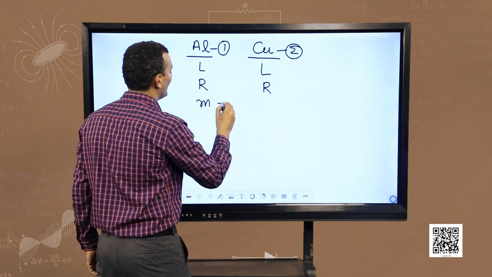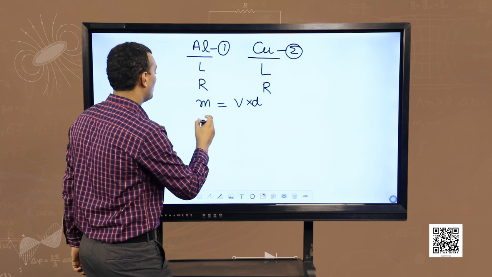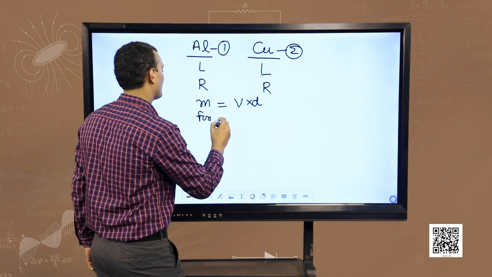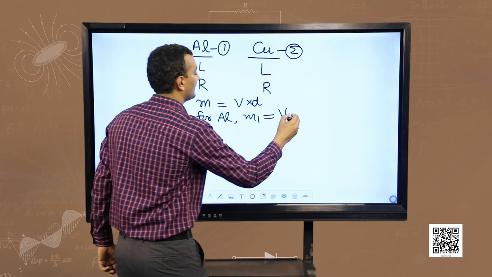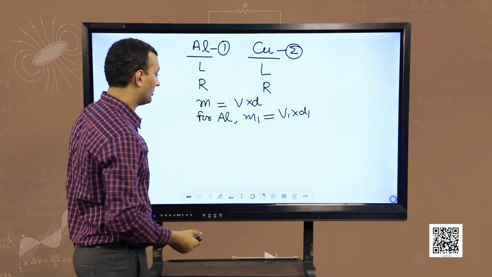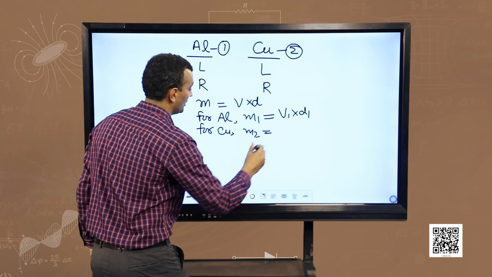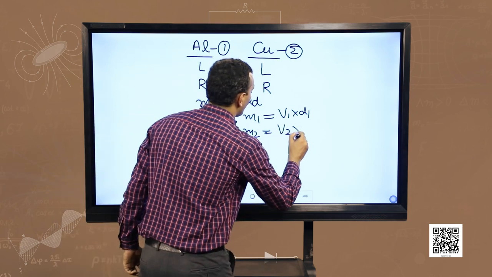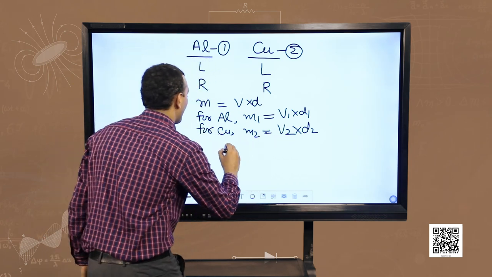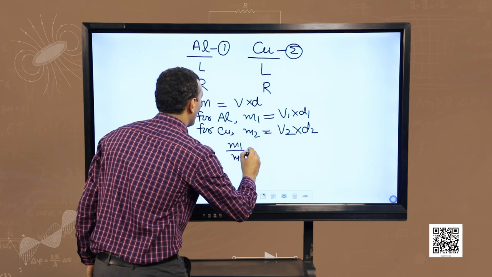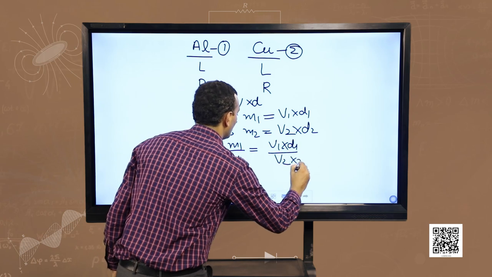We know that mass equals volume into density. So for first metal, that is for aluminium, mass M1 becomes volume of aluminium into density of aluminium. Similarly, for the second metal, we have mass M2, which equals volume of second metal into density of second metal. So to compare their masses, we divide these two equations and we get M1 by M2 equals V1 into D1 upon V2 into D2.